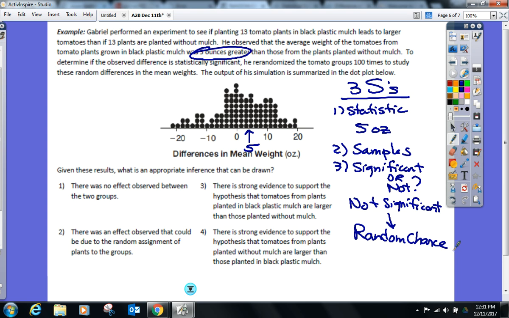So let's answer this question now. It wasn't by any sort of treatment. It was just by random chance. There was no effect observed between the two groups. If that was the case, do you know where all these dots would be? Right here at 0. All of them would be at 0 if there was no effect observed. There was an effect observed that could be due to random assignment. What did we just go over? This was all by random chance.